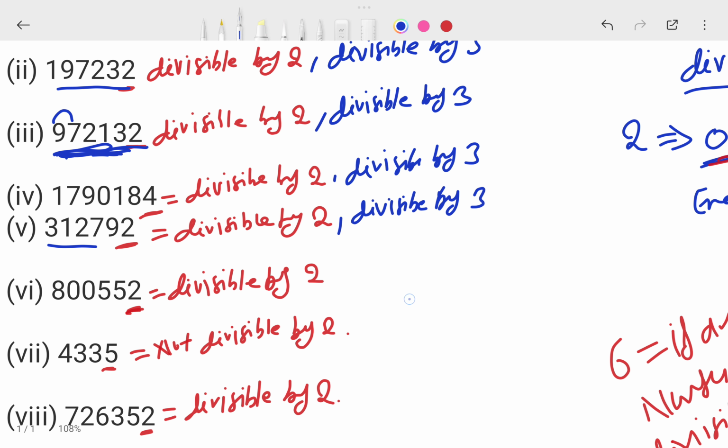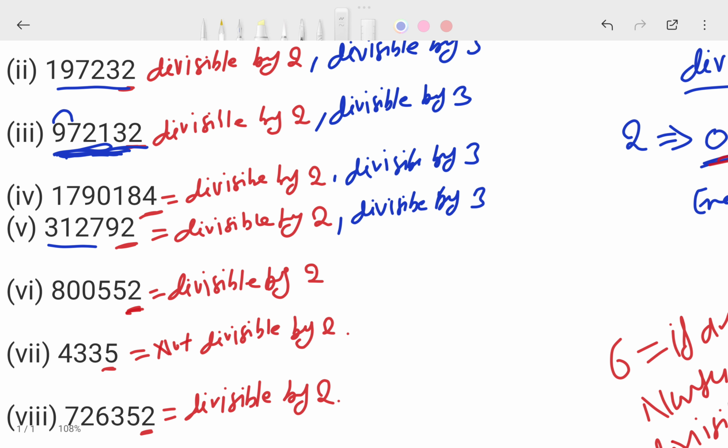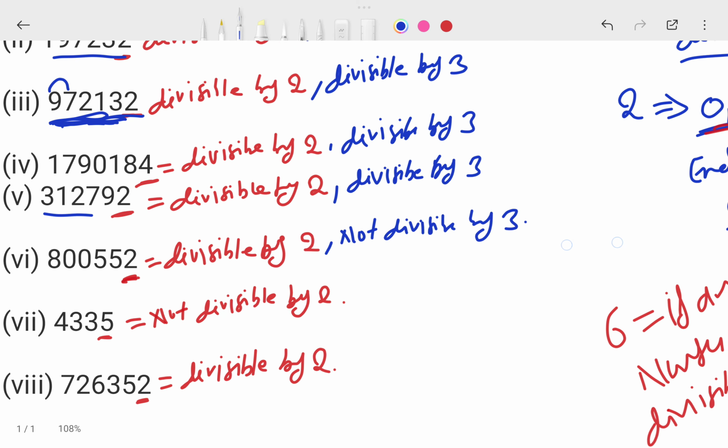Now we have to check this number: 8 plus 0 plus 0 plus 5 plus 5 plus 2. Now add this: 8 plus 0 is 8, 8 plus 0 is 8, 8 plus 5 is 13, 13 plus 5 is 18, 18 plus 2 is going to be 20. In the 3 table 20 is not there. There is no 20 in the 3 table. It means that this is not divisible by 3. Not divisible by 3.